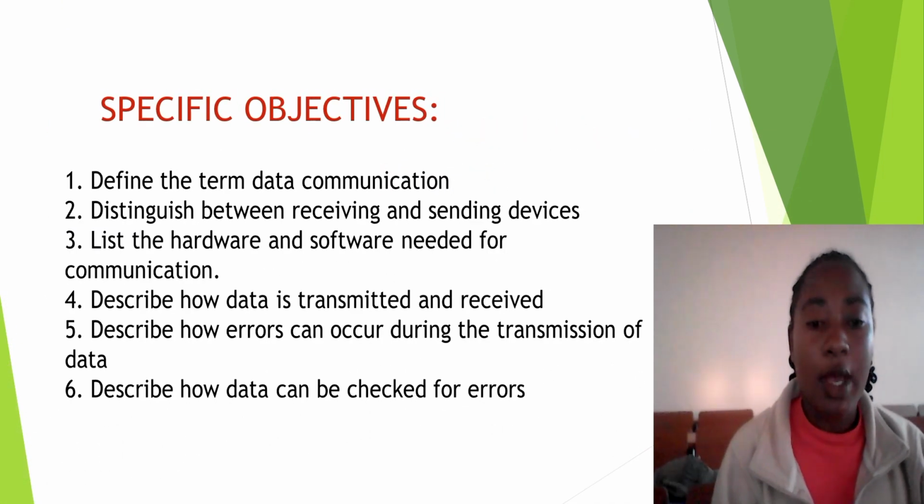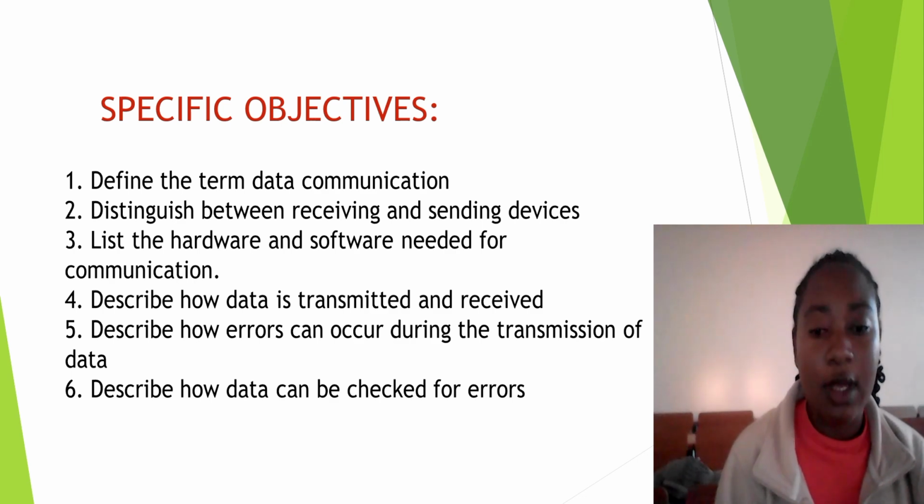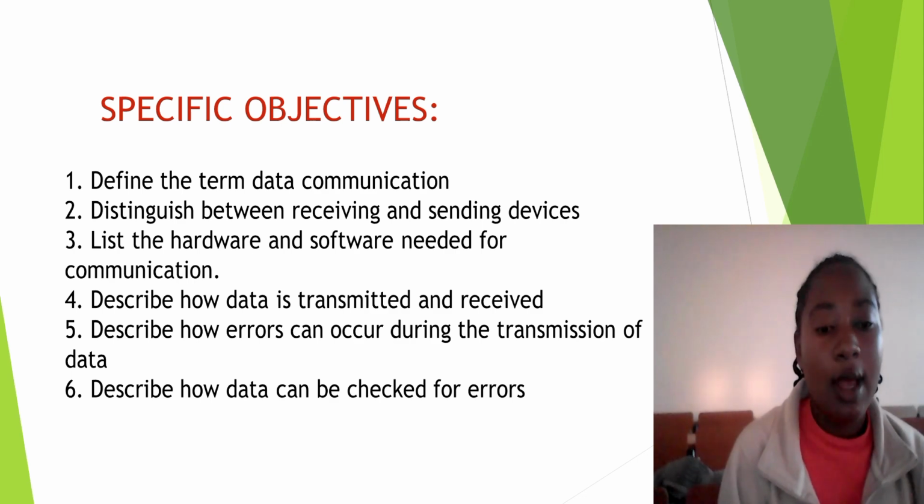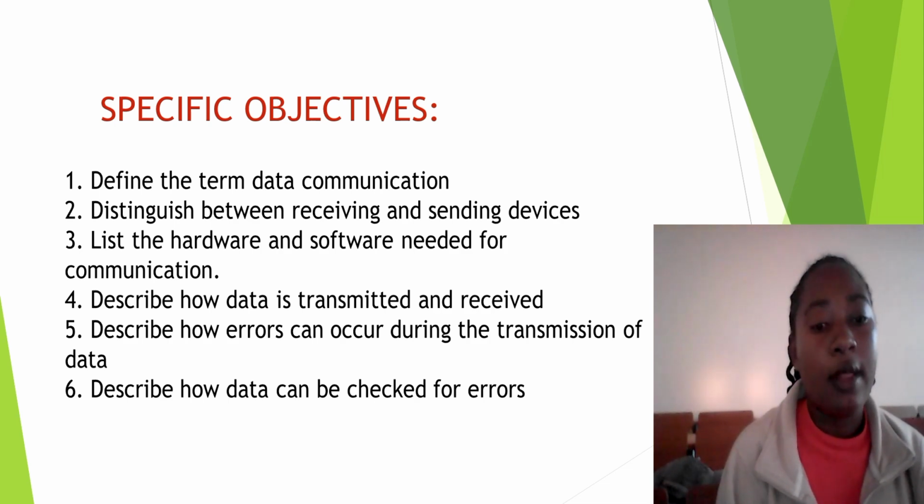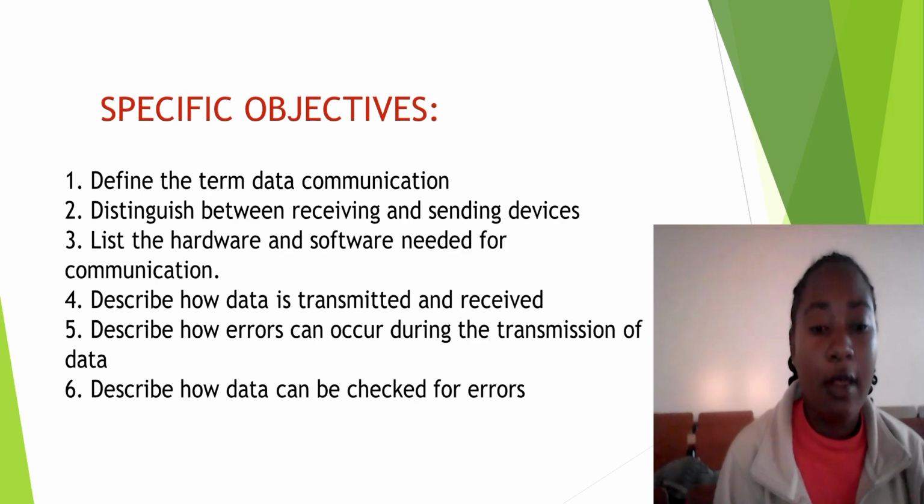So let us look at the specific objectives that are to be covered in this topic. The first one is we are going to define the term data communication. And the second one, to distinguish between receiving and sending devices. The third one is to list the hardware and software needed for communication. Number 4, to describe how data is transmitted and received. Number 5, describe how errors can occur during transmission of data. And the last one is to describe how data can be checked for errors.